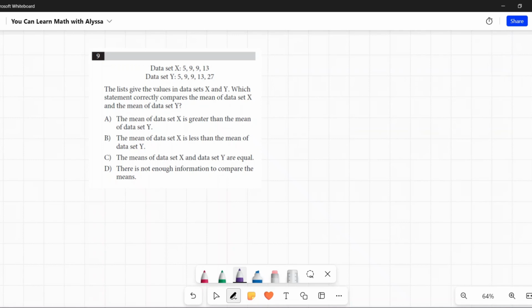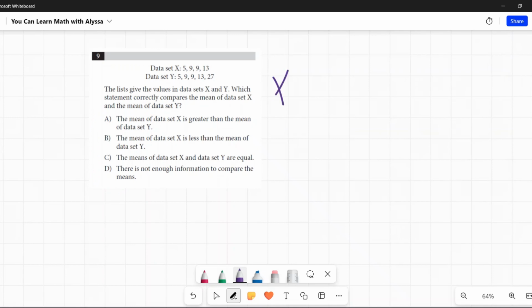Because they're asking us which statement of these 4, we need to read them. The mean of data set X is greater than the mean of data set Y. The mean of data set X is less than the mean of data set Y. The means of data set X and data set Y are equal. There is not enough information to compare the means. The mean is another word for average, so we're averaging these numbers together.